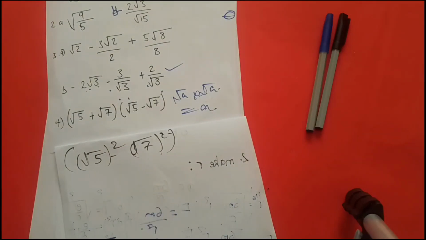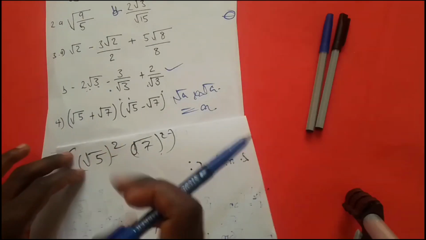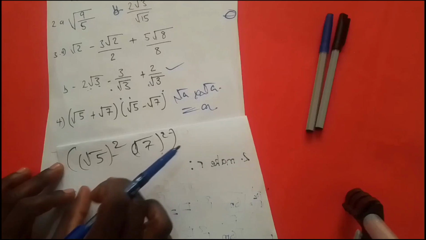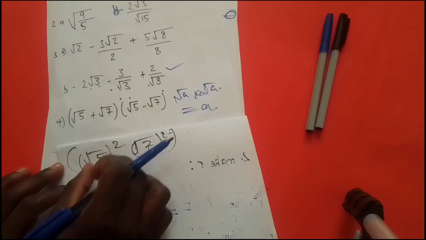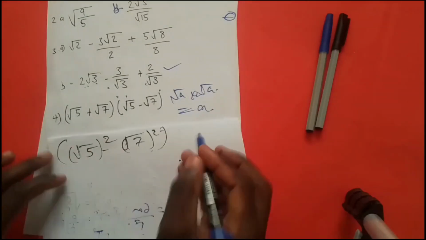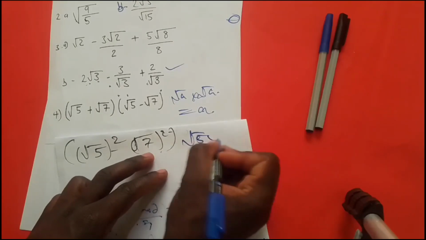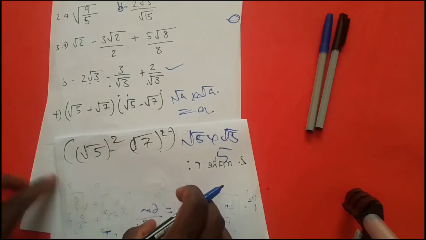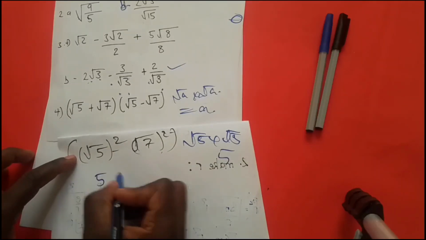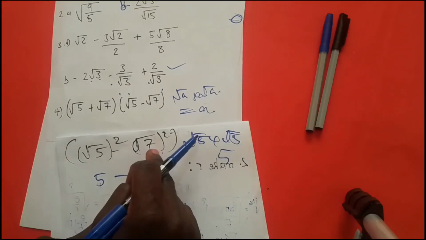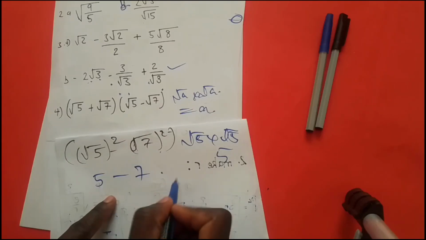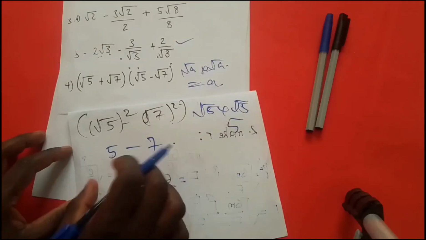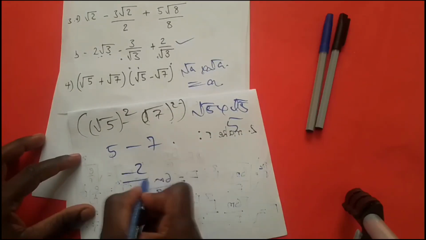Okay, so let me take another marker. This is running out. So it's just the same as this. So you know that for this, we have root 5 squared. So root 5 squared is just the same as root 5 times root 5. So root 5 times root 5 is equal to 5. Right? So root 5 squared is equal to 5. Then minus root 7 squared is equal to 7. Right? So therefore, at this point, you now have 5 minus 7, which is just equal to negative 2.